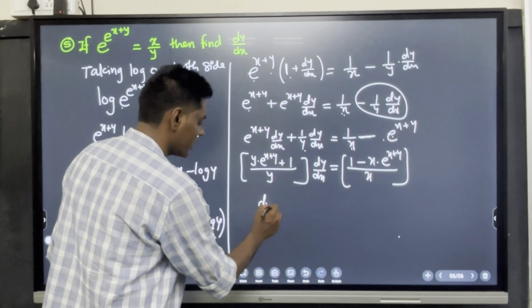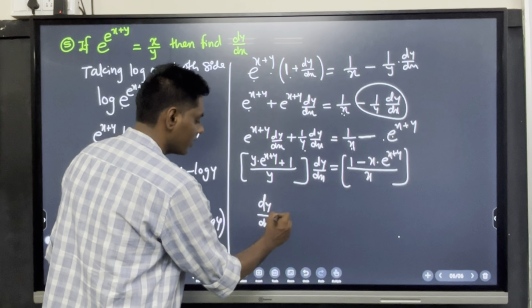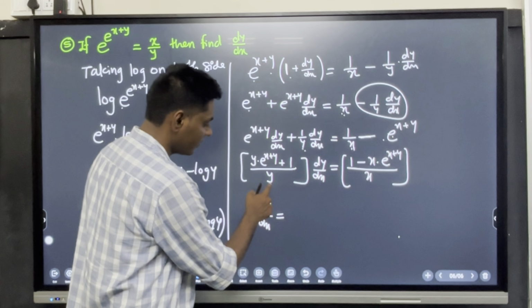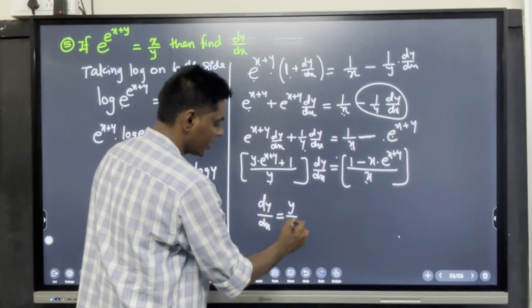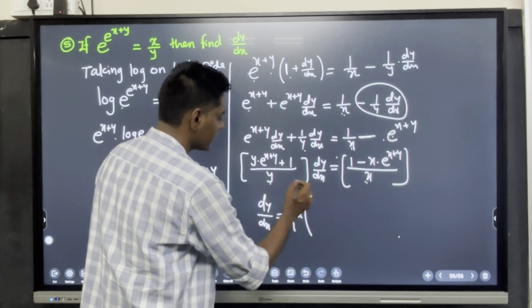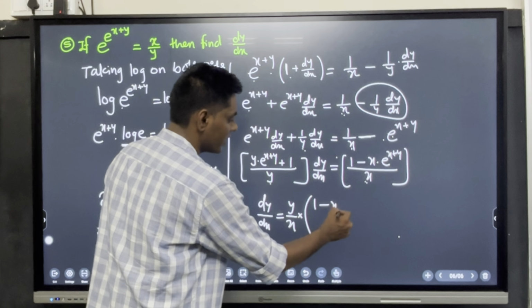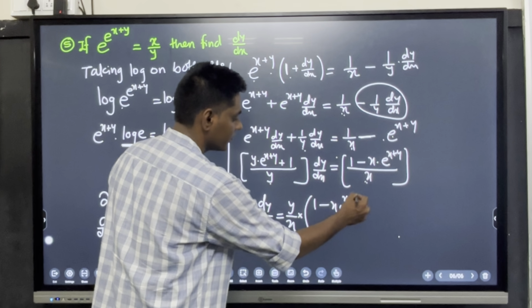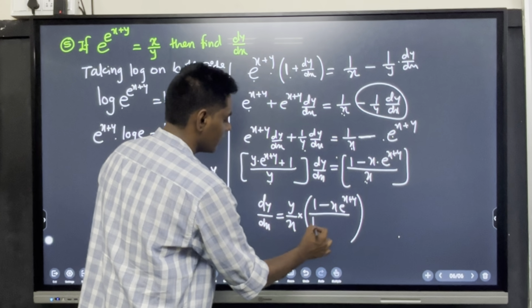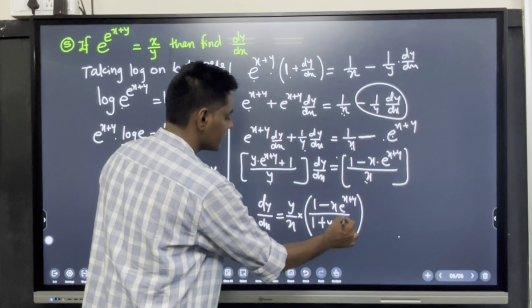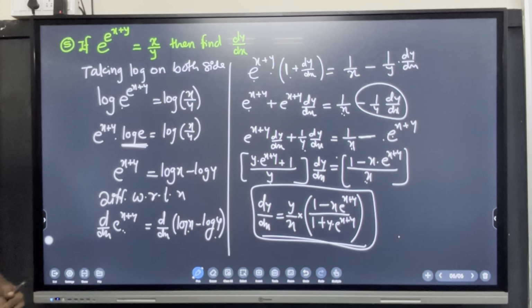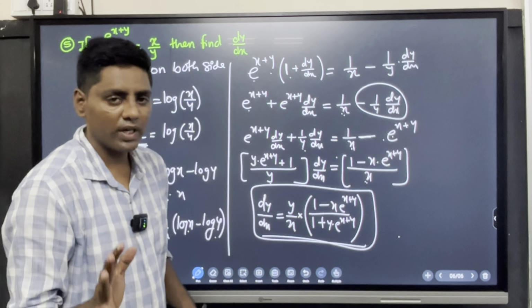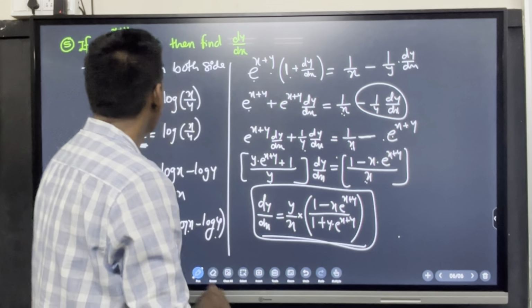So we get the final answer dy by dx equal to, y is the divide, goes to the numerator, and x is already at the denominator, into what is present inside the bracket, 1 minus x e raised to x plus y, and divided by 1 plus y into e raised to x plus y. So this is the final answer of this question. So very simple, again I revise, a simple question.